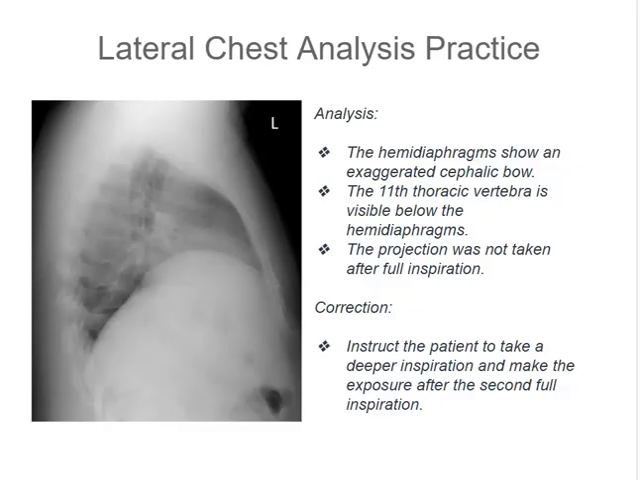Next, we want to look and see, did we get adequate imaging in accordance with Merrill's? Looking at the hemidiaphragms, there's an exaggerated cephalic bow, and the 11th thoracic vertebra is demonstrated inferior to the hemidiaphragms. The projection was not taken on a full inspiration. So we need to take a second image and instruct the patient to take in a deeper inspiration, and make sure that you expose on the second full inspiration.